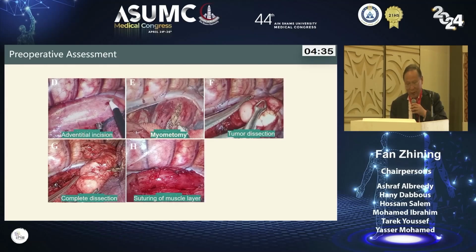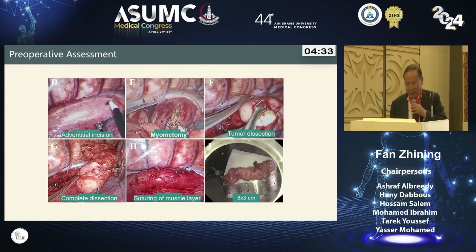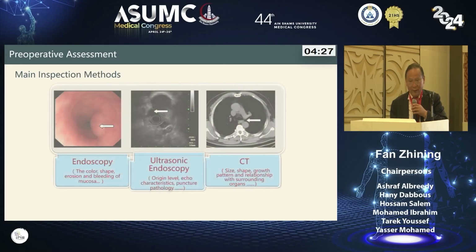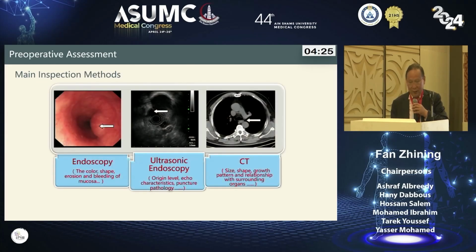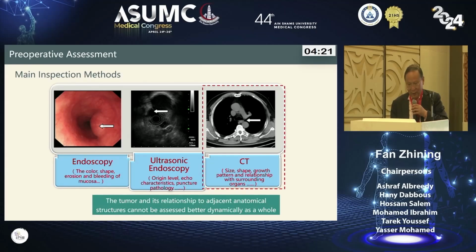About 8 by 3 centimeter. Endoscopy, US, CT. The tumor is relative to the adjacent anatomical structure and cannot be assessed better. The diameter is 4.